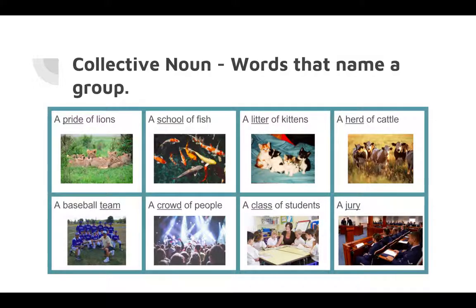So we have a pride of lions, a school of fish, a litter of kittens, a herd of cattle, a baseball team, a crowd of people, a class of students, or a jury in a courtroom. All of these underlined words show a group, and this group is going to act as one.